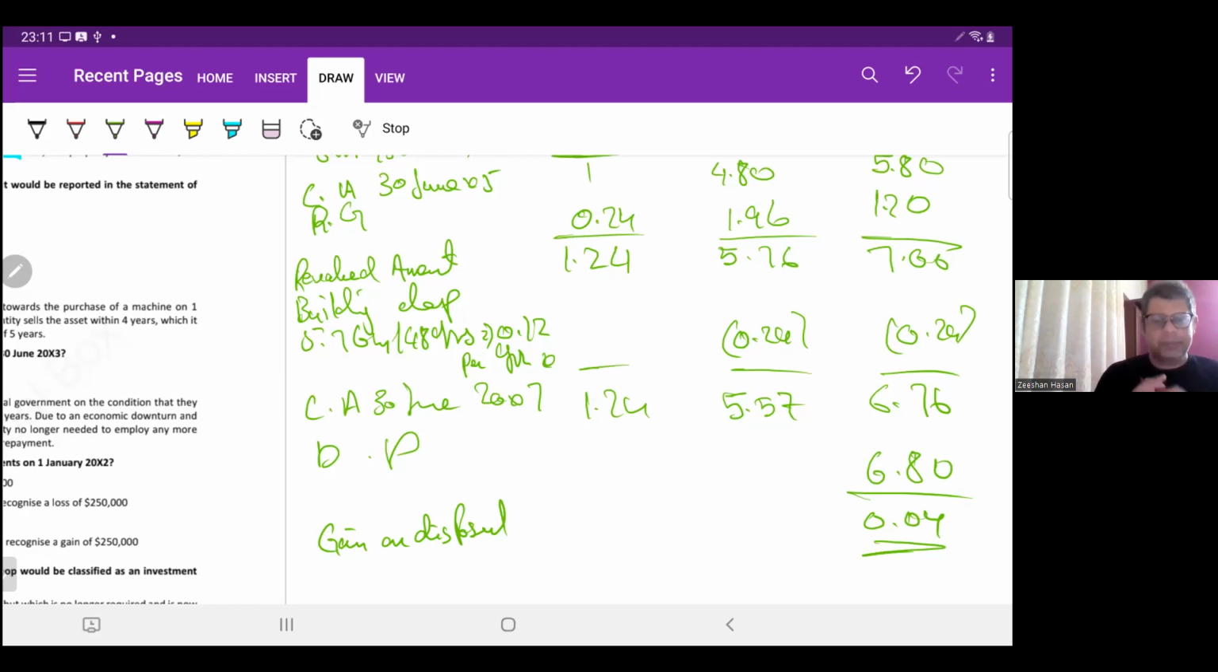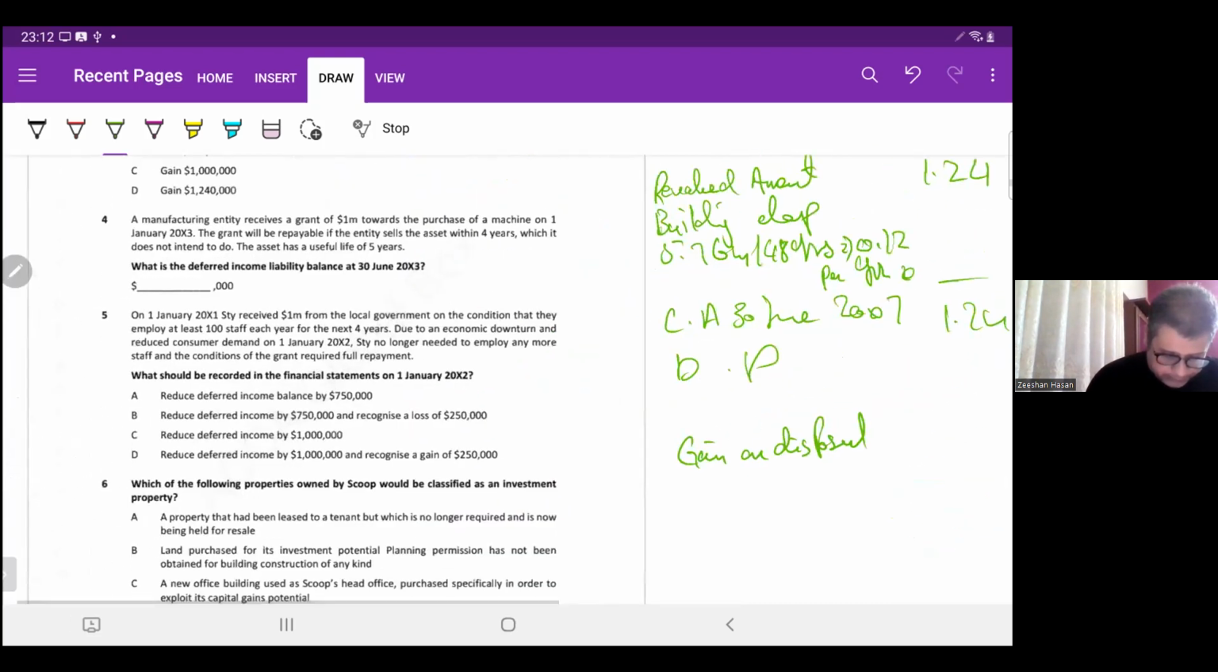If you selected answer B, you have forgotten to record depreciation between 30th June 2005 and 30th June 2007. If you selected answer C, you have based the profit on the original depreciation. If you selected D, you have incorrectly transferred the remaining revaluation reserve into the statement of profit or loss. Okay. Next question.